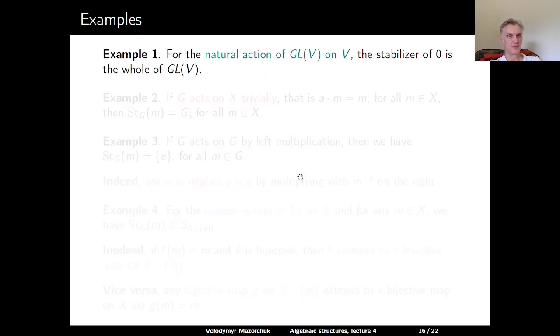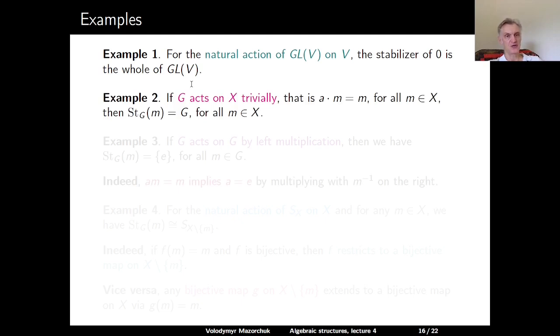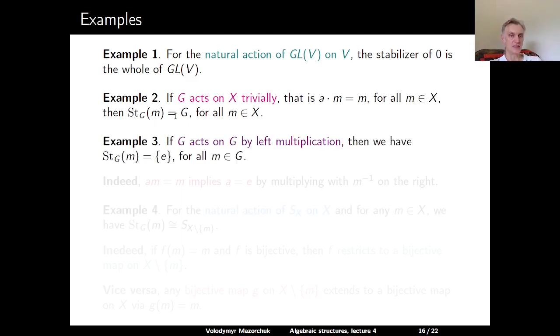Here are some examples. For the natural action of GLV on V, the stabilizer of 0 is the whole group GLV, because all linear transformations stabilize 0. More generally, example 2, if G acts on X trivially, which means that any element of G applied to any element M in X gives us M back, then the stabilizer of any element is the whole of G. That's by definition.